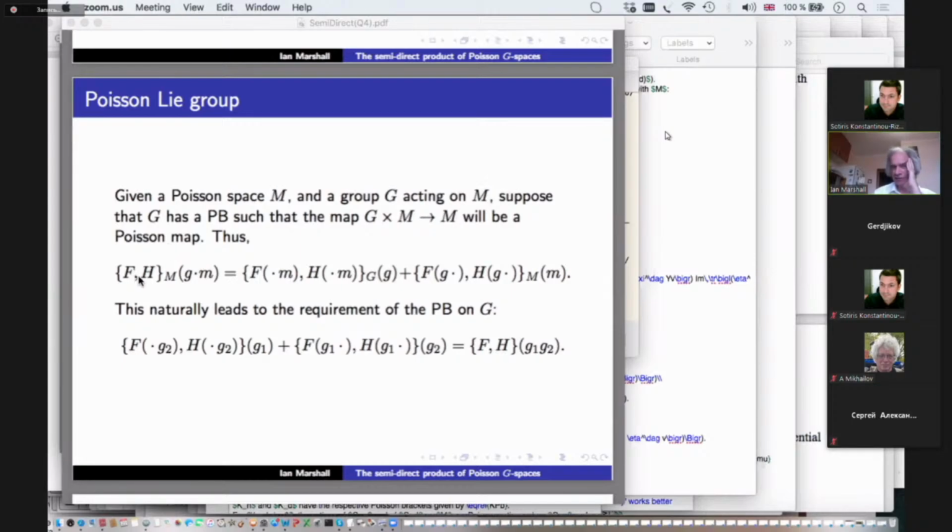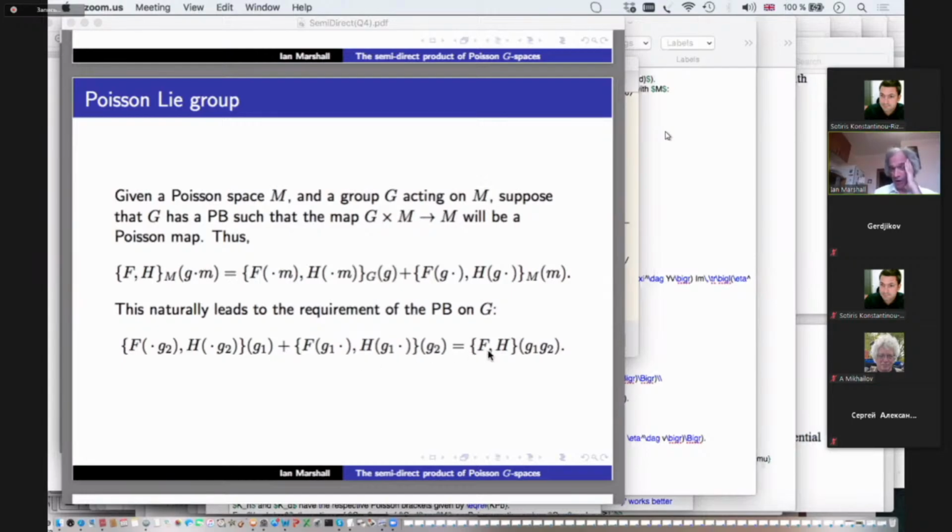It tells you that for any pair of functions f and h on the manifold, you take the Poisson bracket of them on the manifold and evaluate it at the point g acting on m, and that should be the same as this sum. First of all, you construct a pair of functions on G by freezing m, and in that way you get a function on the group. And then the other thing you can do is freeze g and get a function on the manifold, and you have this Poisson bracket. So these two Poisson brackets should sum to give this Poisson bracket. And when you say that this group G is getting a Poisson bracket, wandering around in the world of Poisson spaces on which it is free to act, you very quickly find that you must have this requirement for the Poisson bracket on G, which is exactly the same formula, but with M replaced by G itself, because G acts on itself.